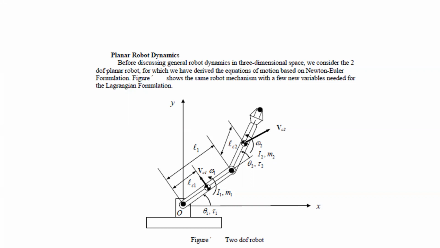The first link is along the y-axis, and on that side is the second link. For the first link, I1, M1, VC1 and omega 1 are the parameters, along with theta 1 and tau 1. Tau 2, theta 2, I2 and M2 are the parameters of the second link. This is the 2 degree of freedom robot. DOF is nothing but degree of freedom, planar robot.